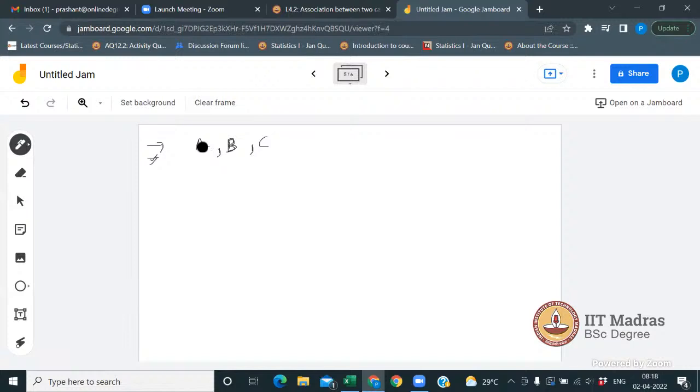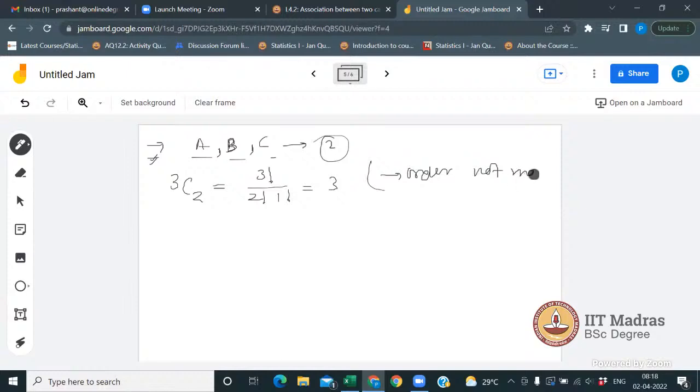Say suppose you have 3 objects A, B, and C, and I have to choose 2 out of these 3. So what will it be? 3C2, which is 3 factorial over 2 factorial into 1 factorial, which means 3. In combination, order does not matter, so it can be AB, BC, or AC. So this is for combination.